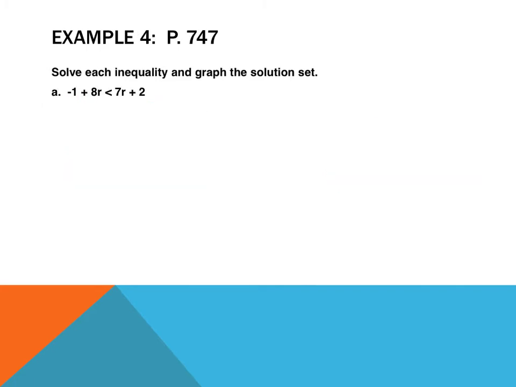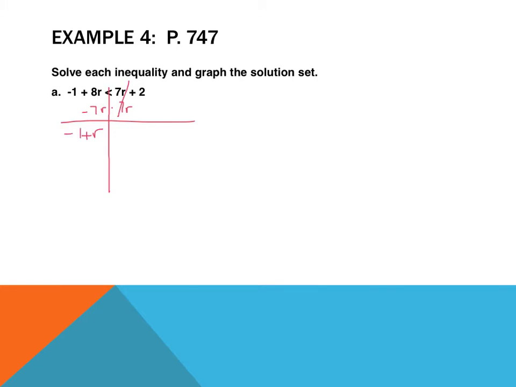Alright, so those first 3 examples just showed us how to graph them. Now we're going to solve them, and once we solve it, our answer is going to be written in interval notation and graphed on a number line. I'm going to solve it the same way I solve equations, using the balance method. So I need to cancel r from one side, so I'm going to put -7r on both sides. So 8r minus 7r is 1r.